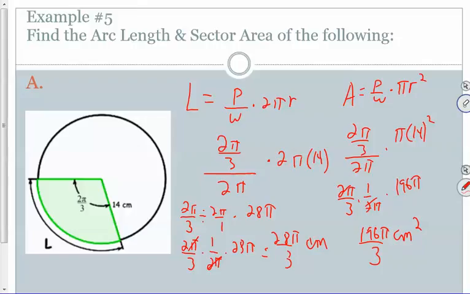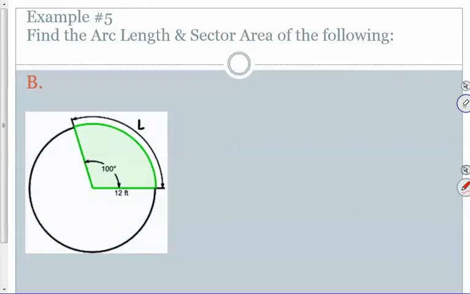Seems pretty easy. What I'd like you to do now is try to do this problem. Bring me your answers in class tomorrow, and then we'll be good to go. Remember, you want to find the arc length and sector area. The thing I would tell you is now we are in degrees and not radians. Okay? Hopefully that makes sense.